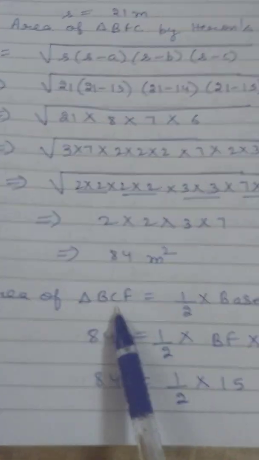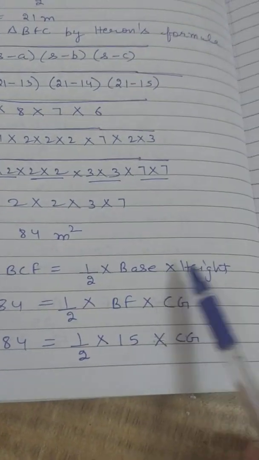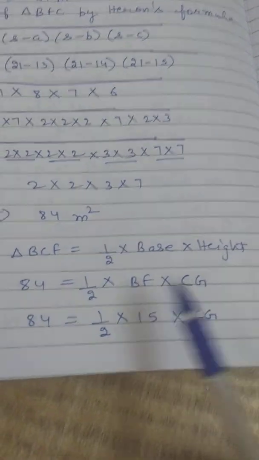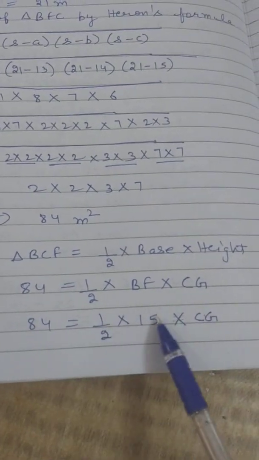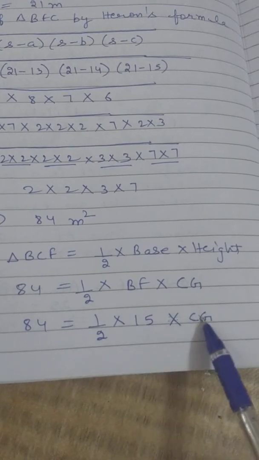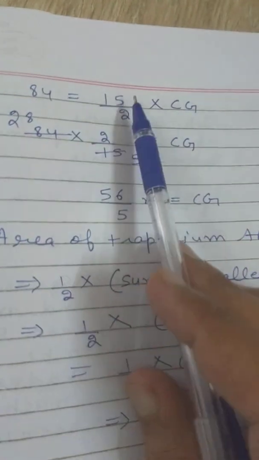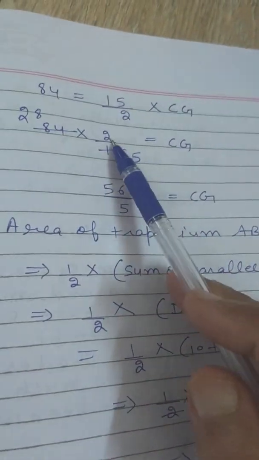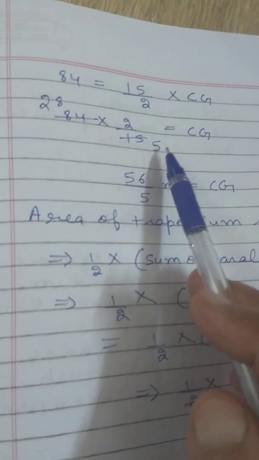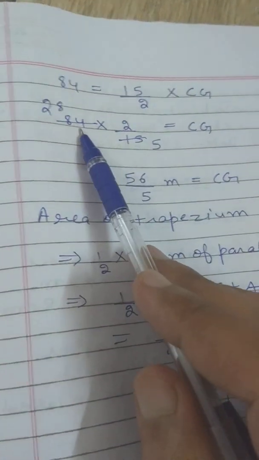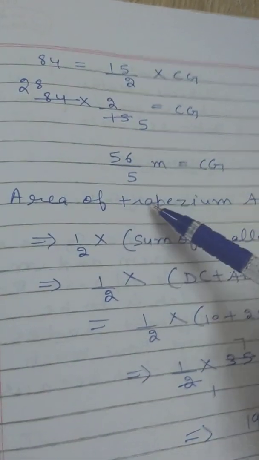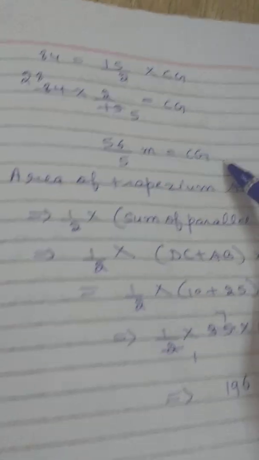Now area of triangle BCF equal to 1 by 2 into base into height. 84 equal to 1 by 2 into BF into CG. 84 equal to 1 by 2, BF is 15, into CG. 84 equal to 15 by 2 into CG. 84 into reciprocal of 15 by 2, which is 2 by 15, equal to CG. 3 5s are 15. 84 divided by 3 we get 28. 28 into 2, 56 by 5 meter equal to CG.